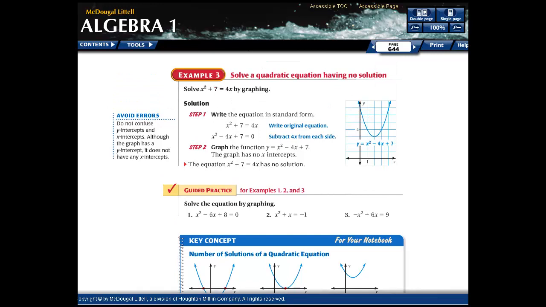Okay, if we do this, and if we do factoring, bear with the slow writing. I know it must be torturous to watch this. Plus 7 equals 4x. Get it in standard form. x squared minus 4x plus 7 equals 0.